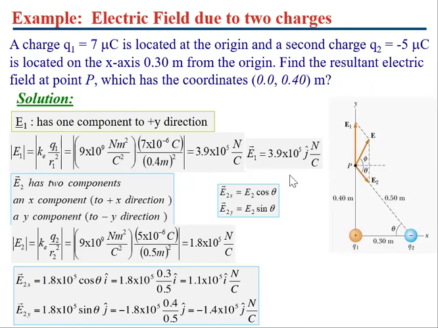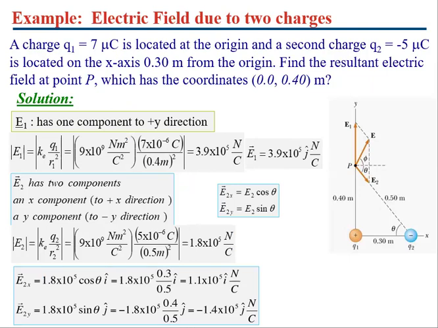Now we will discuss this situation. A charge Q1, 7 microcoulombs, is located at the origin, and there is a second charge Q2, minus 5 microcoulombs, located on the x-axis 0.3 meter from the origin. Find the resultant electric field at point P. The coordinates of P are 0 along x and 0.4 along y.